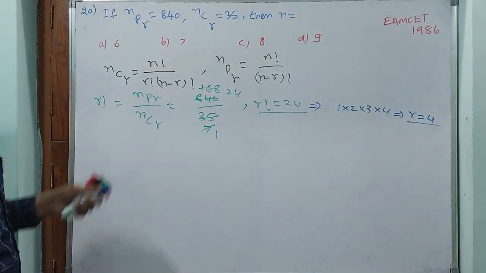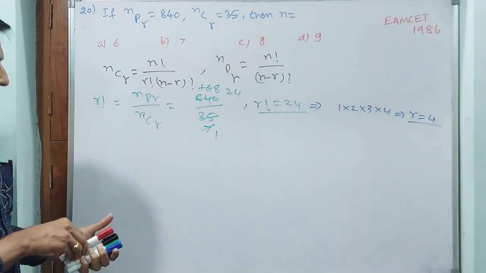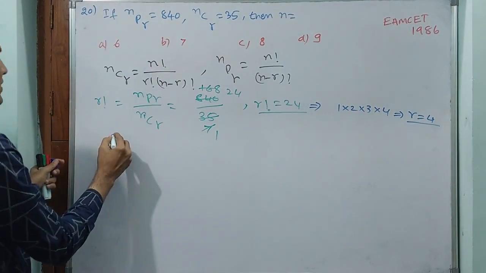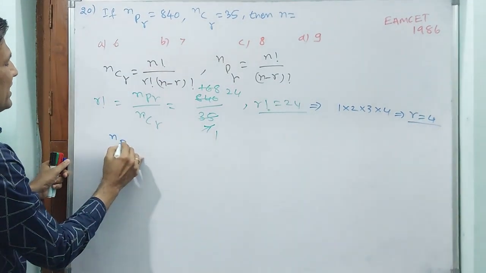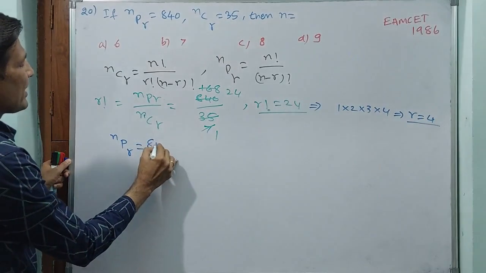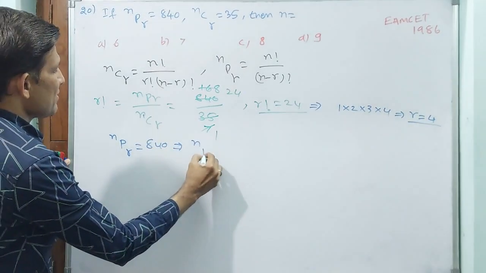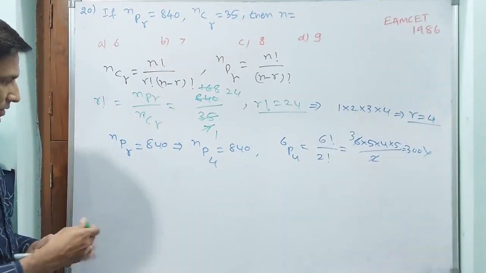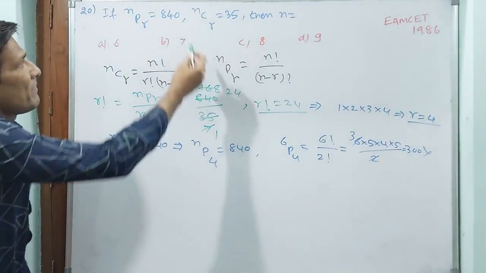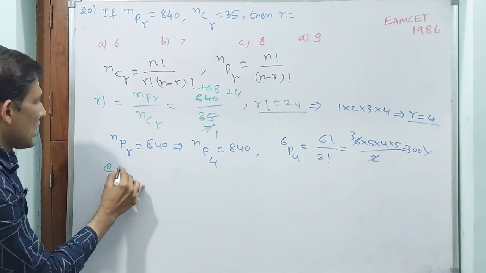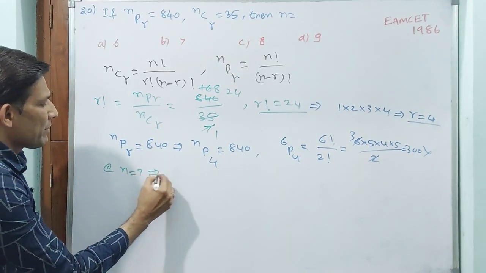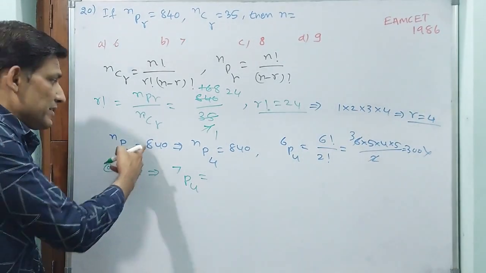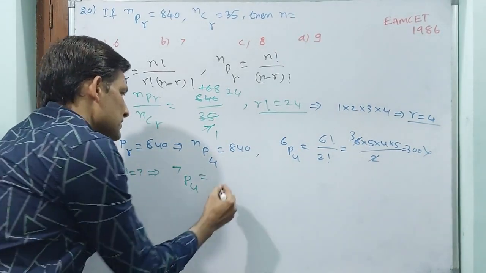Now r you have got. Once again you write: nPr is equal to 840 implies nP4 is equal to 840. Now go for 7. At n is equal to 7, 7P4 is equal to, whether it comes to 840 or not, we will see.